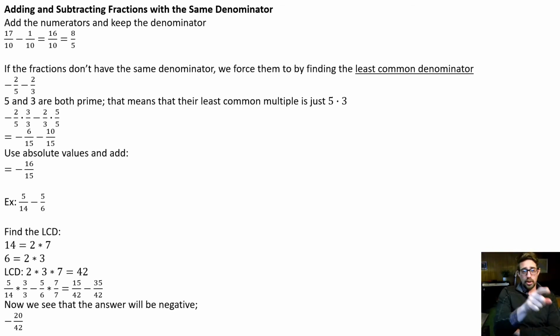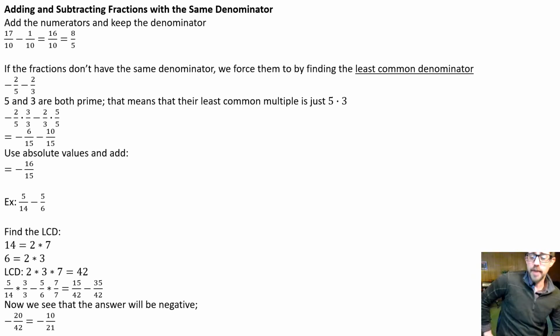And then once again, it's very easy to see if both numbers are even, that they obviously have a common factor of 2. So divide them both by 2 and you get 10 over 21. And that's it, right? No more common factors. So the answer is negative 10 over 21. So expect to see something a lot like that on the exam.